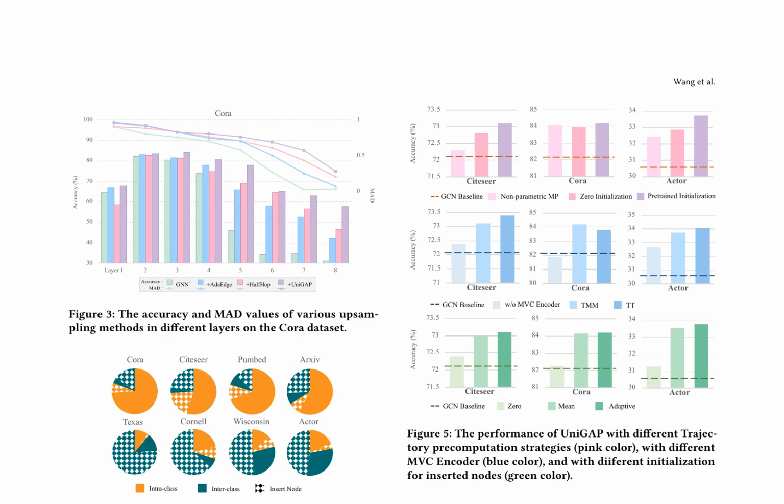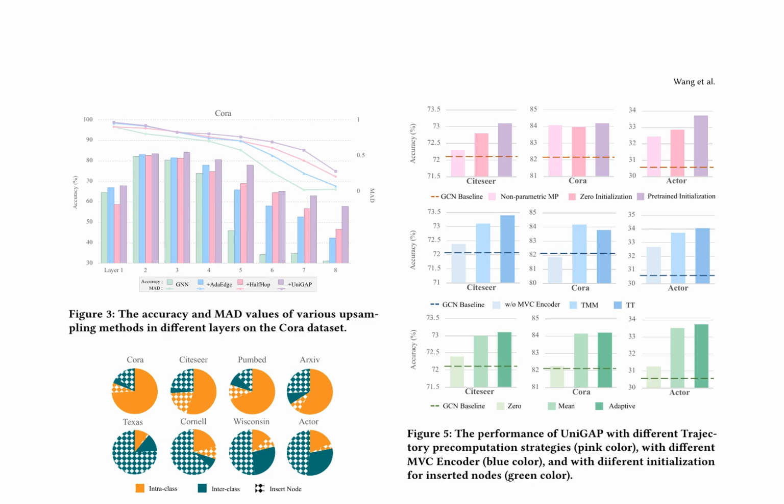The authors of the research paper assess the performance of their proposed UniGAP methodology across various datasets and compare it with other upsampling methods. They also conduct an ablation study to understand the impact of different strategies within the UniGAP modules on model performance. Firstly, they compare the accuracy and mean absolute difference (MAD) values of various upsampling methods in different layers on the core dataset. UniGAP consistently outperforms other methods, demonstrating its effectiveness in alleviating the oversmoothing issue in graph neural networks.